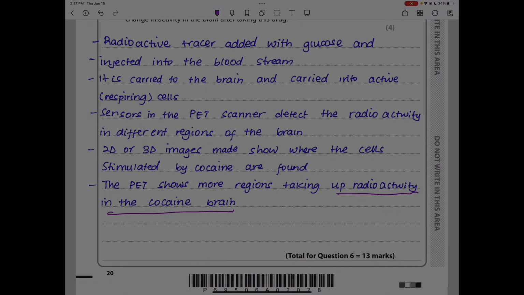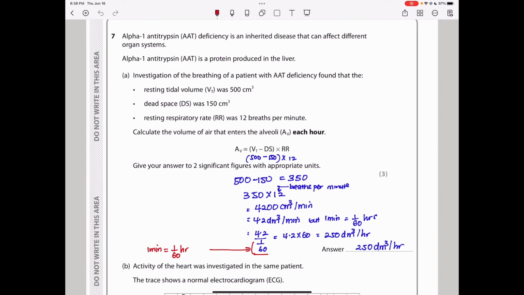Let's move on to question 7. Alpha-1 antitrypsin (AAT) deficiency is an inherited disease that can affect different organ systems. Alpha-1 antitrypsin is a protein produced in the liver. Investigation of the breathing of a patient with AAT deficiency found that the resting tidal volume, VT, was 500 centimeters cubed, and the dead space, DS, was 150 centimeters cubed. The resting respiratory rate, RR, was 12 breaths per minute. They say calculate the volume of air that enters the alveoli, AV, in each hour.